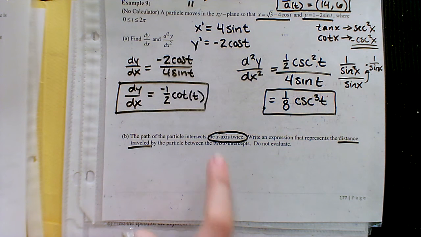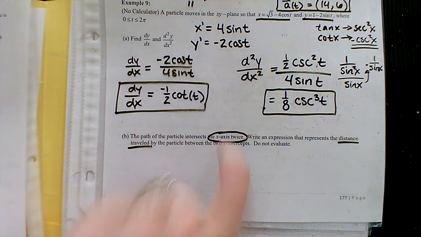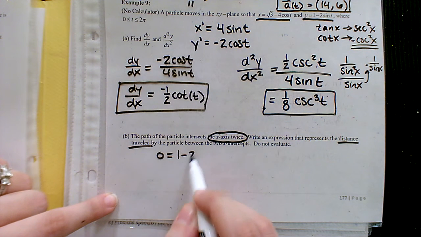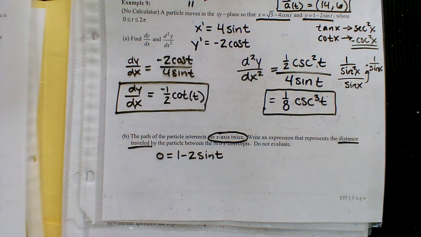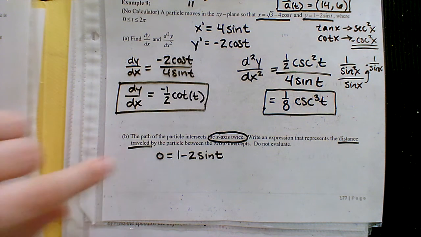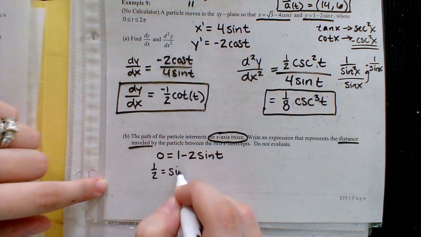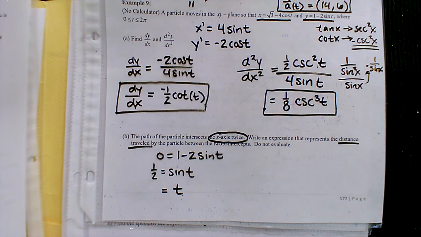So how can we possibly figure out the time that the particle intersects the x-axis twice? If you think about an x-intercept, the y value is always 0. Okay, so let's go ahead and take the y equation and set it equal to 0. That should at least give us the times where it intersects the x-axis. So subtract 1, divide by -2, we'll get a half. And without a calculator, this is where we might have to dig a little deep.